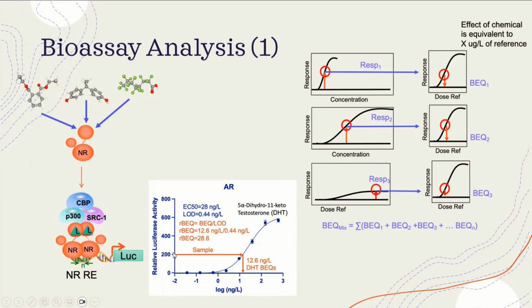And now if we take our sample and we're getting 200 luciferase units, we can say that that is equivalent to that cell having 12.6 nanograms per liter of DHT. So these are called bioequivalents. And the effect that we would see on the cell from this mixture would be the same as what we would see from 12.6 nanograms per liter of dihydrotestosterone, because we're looking at the mixture of all of these bioequivalents from these chemicals.